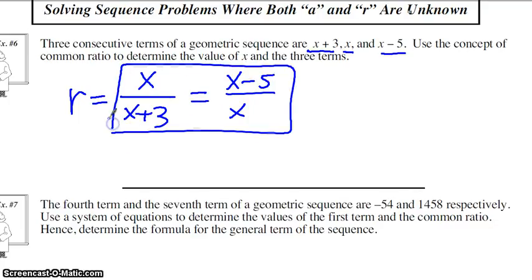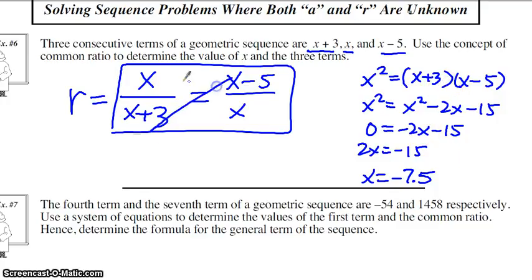Now you solve this equation. I'll solve it here for you, showing all the work. Basically, you cross multiply, you get this, and then you FOIL, and then you solve it, you get the answer. And then you plug in the numbers, it will give you a geometric sequence.